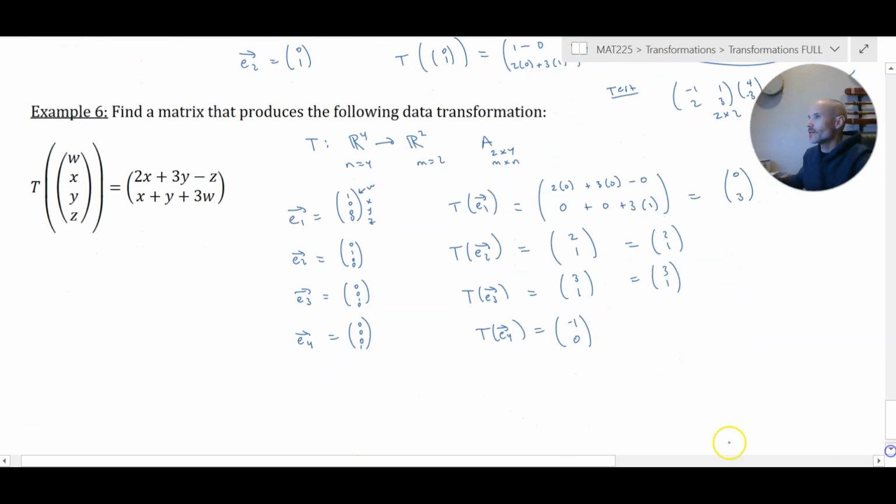So our A matrix would have columns 0, 3; 2, 1; 3, 1; and negative 1, 0. And there it is. And if you notice, look at where the coefficients are: 2, 3, negative 1 on x, y, z, and 3, 1, 1 on w, x, y. Pretty cool little tidbit there.